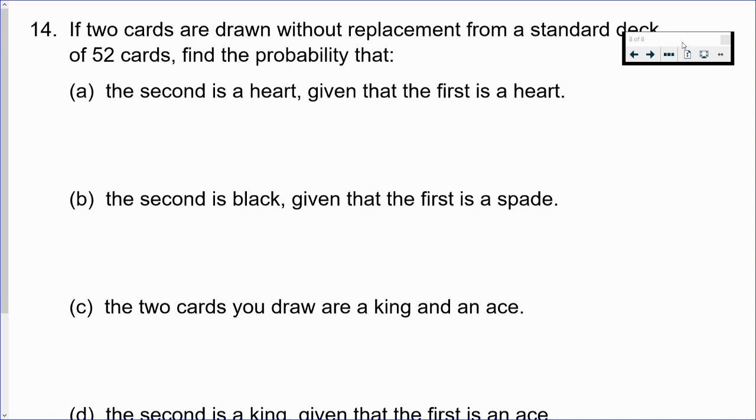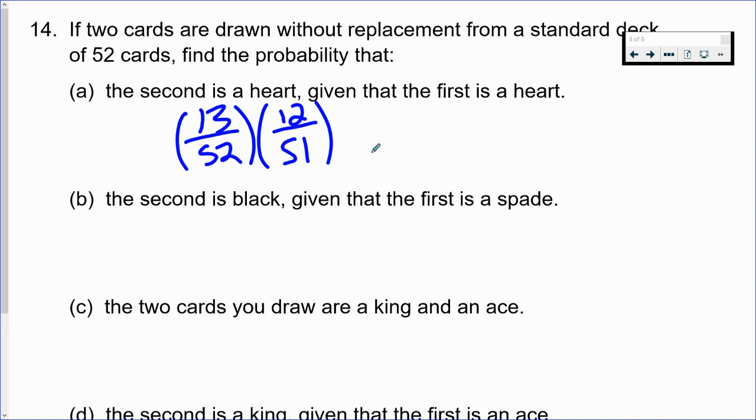Part A, find the probability that the second card is a heart given that the first is a heart. Okay, so if we're given that the first card is a heart, that would be 13 out of 52, right? The second one being a heart, that leaves 12 cards because we just said that we drew a heart on the first one, and there's only 51 cards left. Okay, when we have an and like this, we're doing 2 different things. We're going to multiply these probabilities.